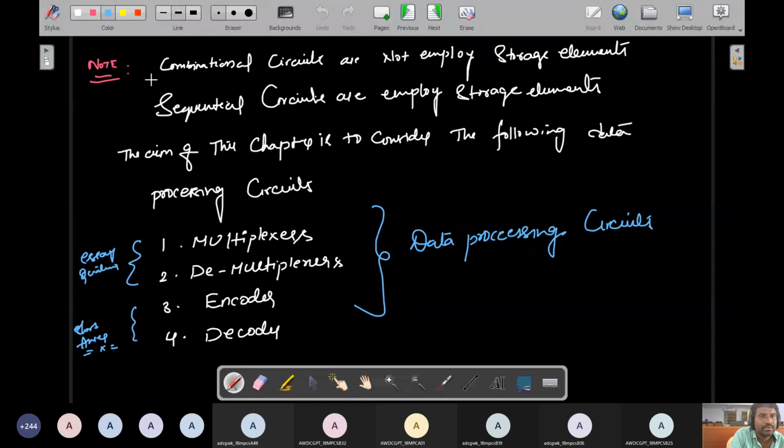So the very important point is that combinational circuits do not employ storage elements, and sequential circuits employ storage elements. A combinational circuit does not store any data, but a sequential circuit operates and also stores the data. Our aim in this chapter is to study these data processing circuits: multiplexer, demultiplexer, encoder and decoder. I'll start in the next class with the multiplexer devices.